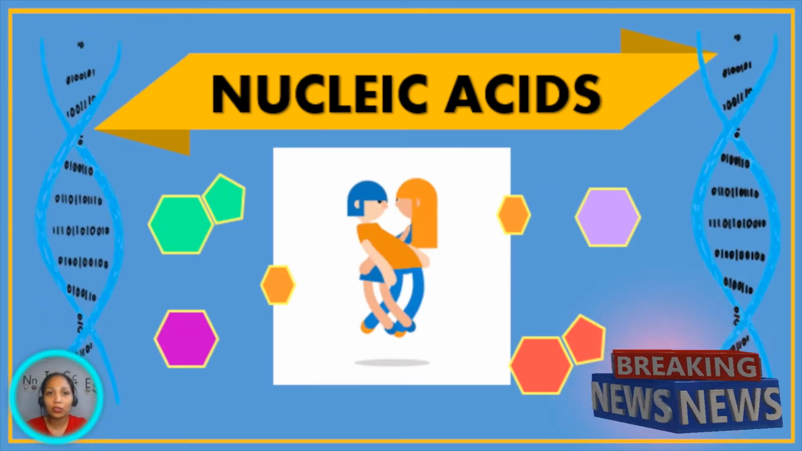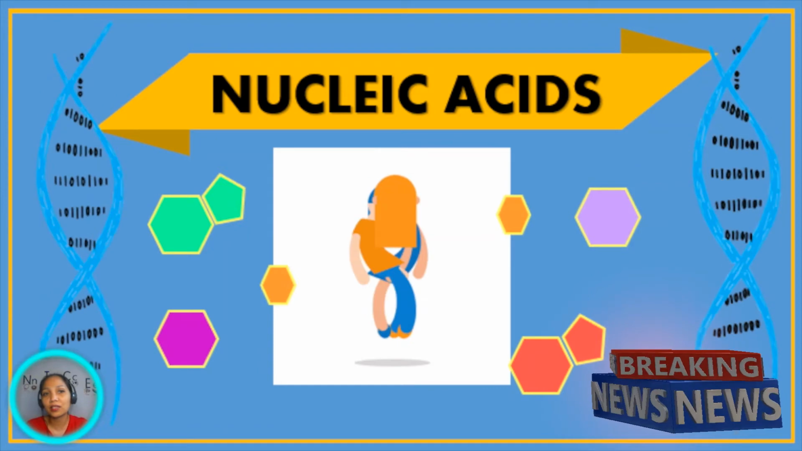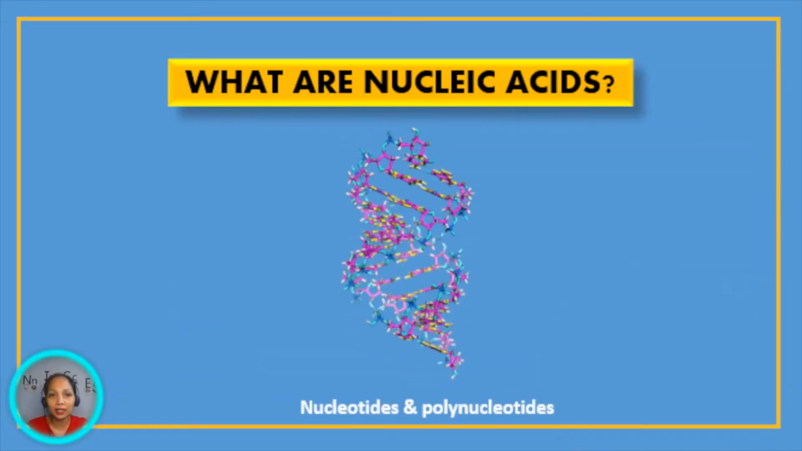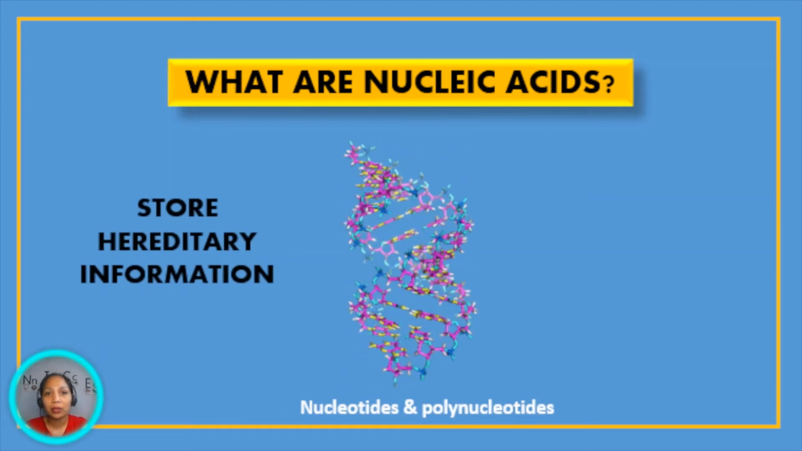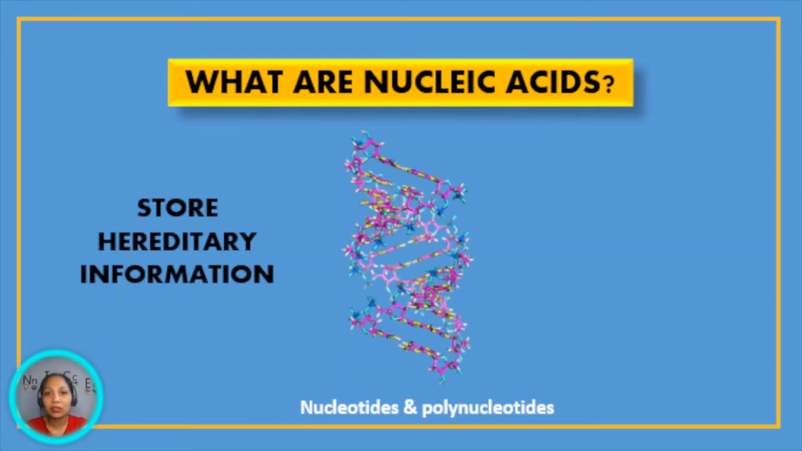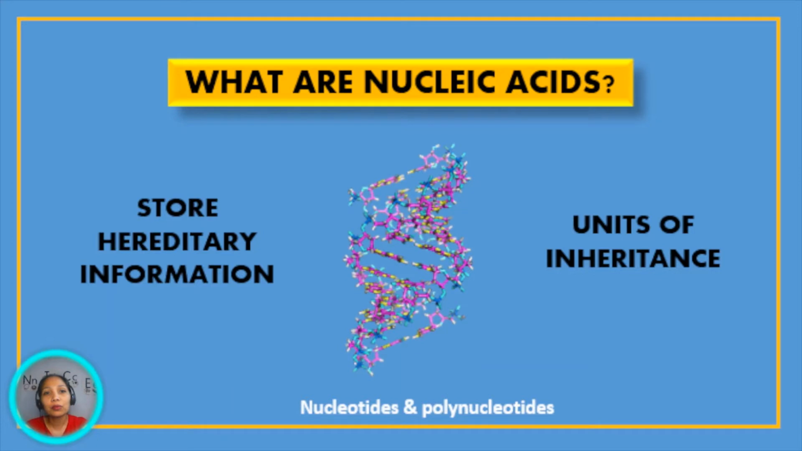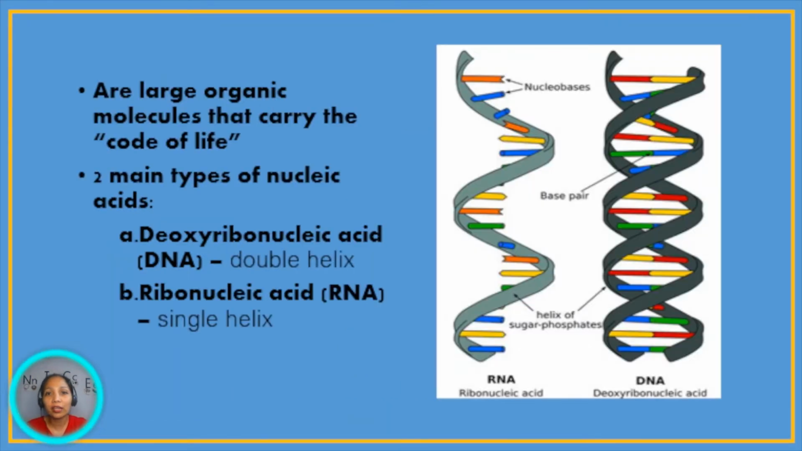Category of the biological molecules, the nucleic acid. So what are nucleic acids? Nucleic acids store and transmit hereditary or genetic information, and a nucleic acid is a polymer consisting of monomers called nucleotides. Nucleic acids are large organic molecules that carry the code of life.